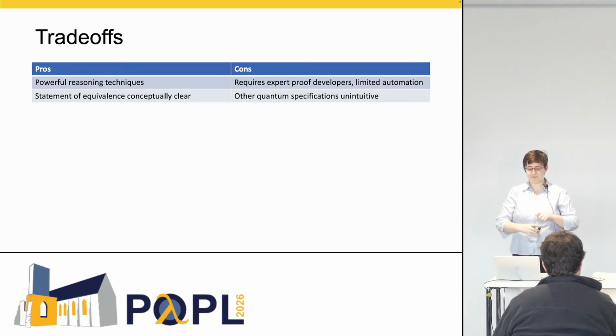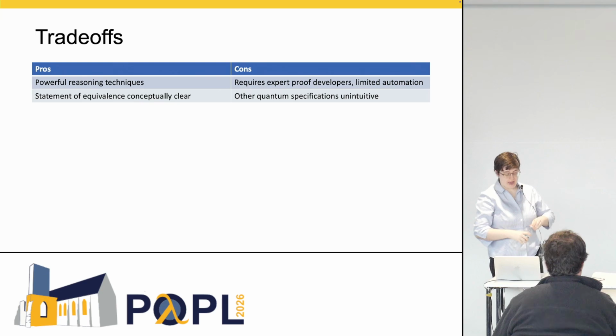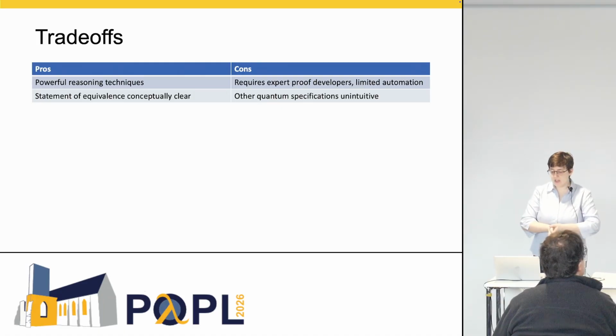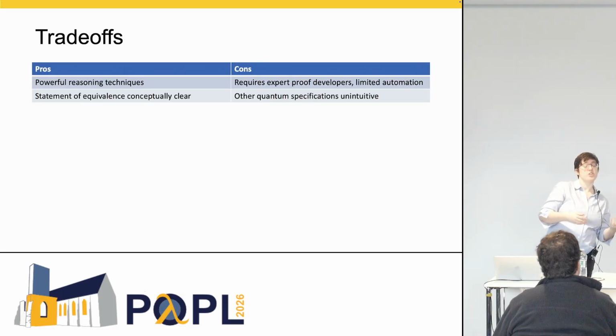Another trade-off is about the way that we express specifications. If you're thinking about proving that two circuits are equivalent, that's a specification that's very easy to understand. That's easy to show somebody and say, this is what this specification means. If you're looking at a specification that says this circuit transforms this density matrix into this other density matrix, that can be harder to interpret.